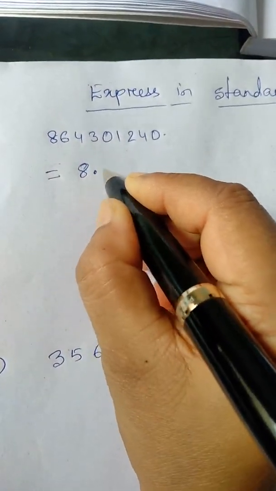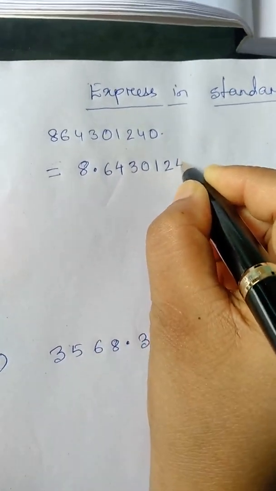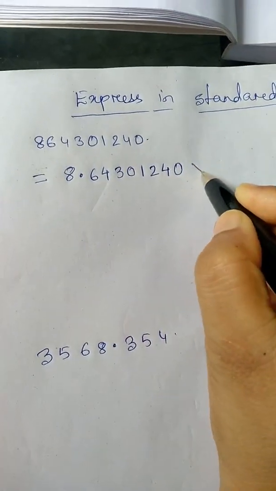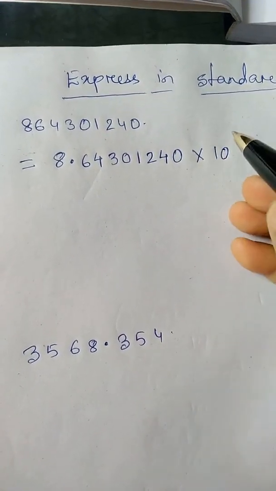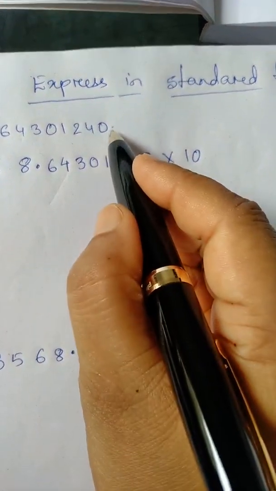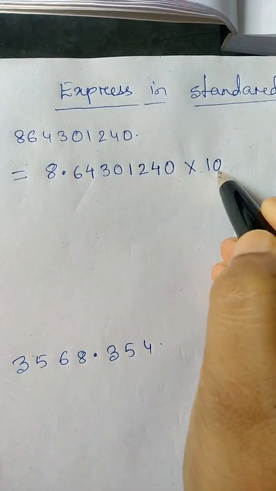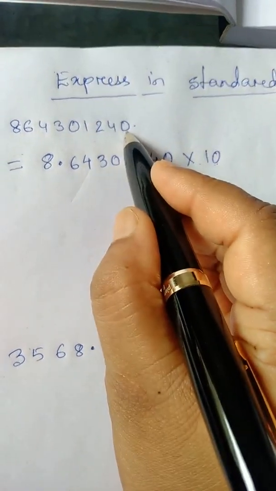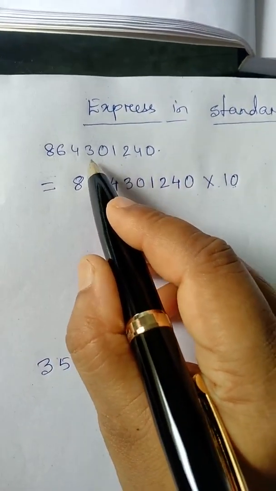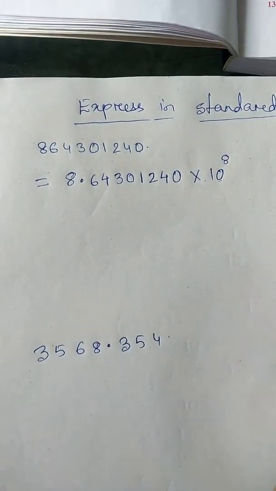So 8.6430124 into 10 to the power. Now the question is, what will be the power? Since the point is moving towards the left, you have to multiply it with 10 to the power of how many digits you are moving. 1, 2, 3, 4, 5, 6, 7, 8. So 10 to the power 8. So this is the answer.